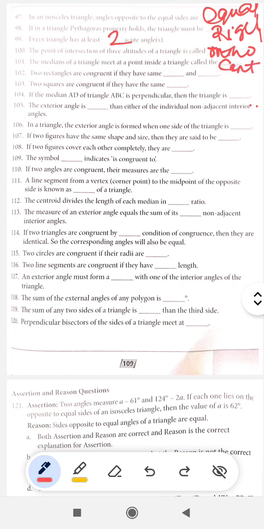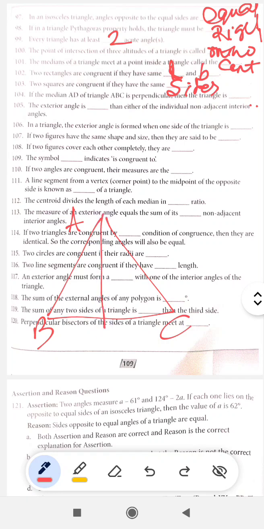Okay, now next one. Two rectangles are congruent if they have the same length and breadth. Okay, you have to write length and breadth. Now, two squares are congruent if they have the same sides. Now, question number 104. If the median AD of a triangle ABC, so here triangle ABC, the median is AD.